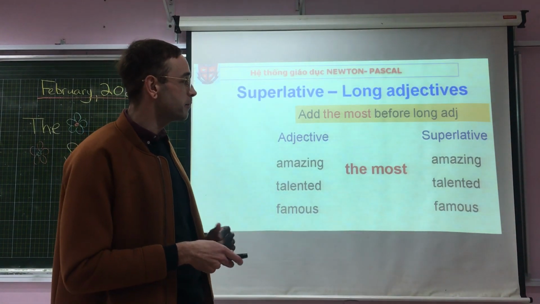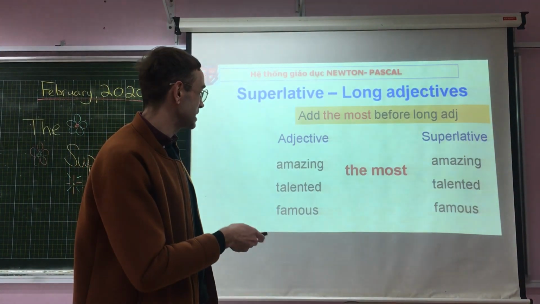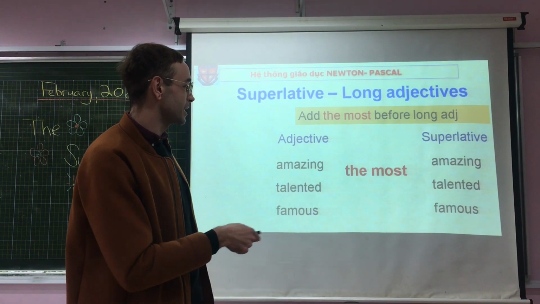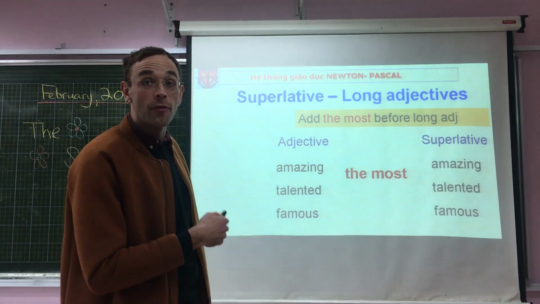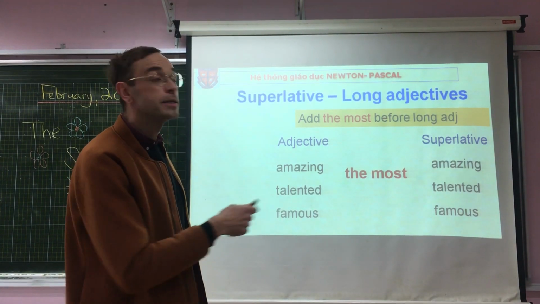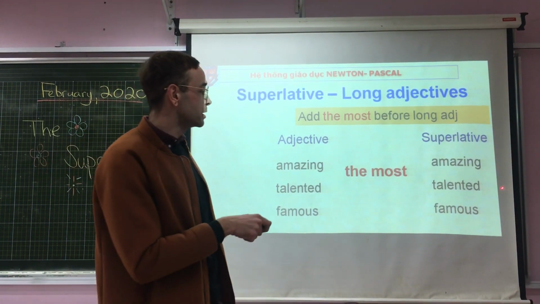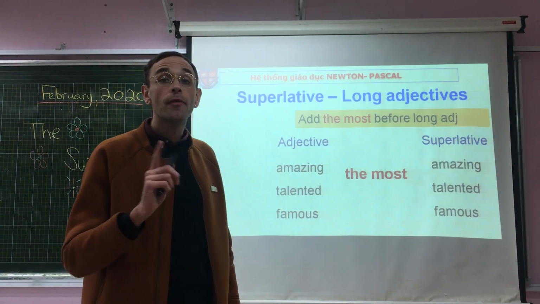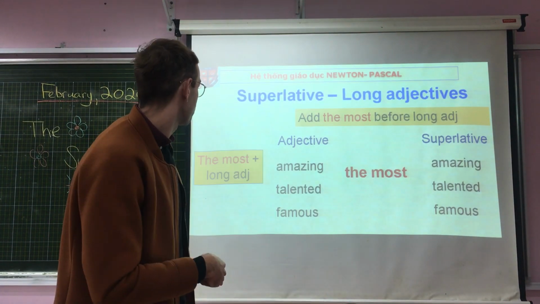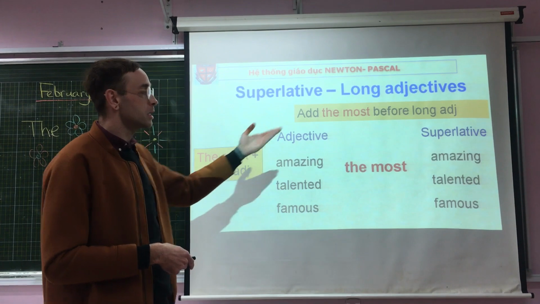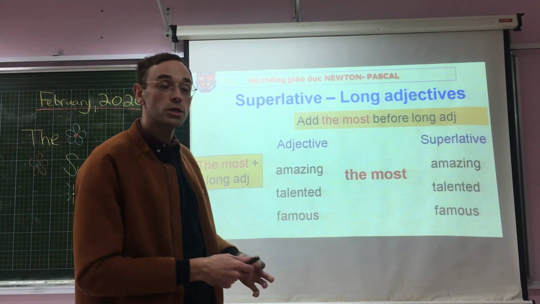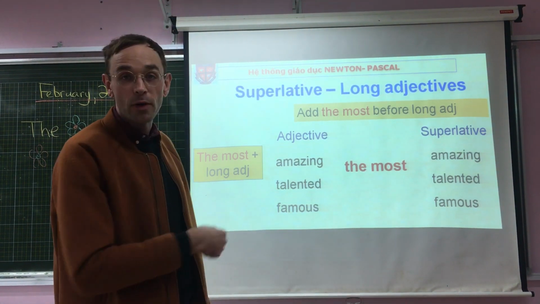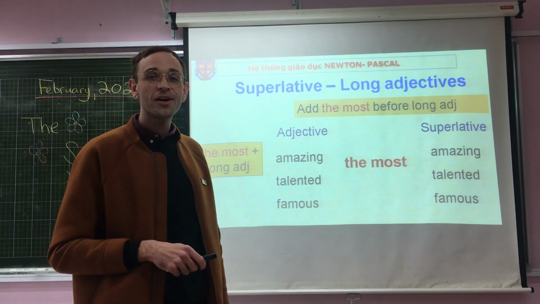So the superlative form of amazing is the most amazing. The superlative form of talented is the most talented. And yes, you've guessed it, the superlative form of famous is the most famous. So, the most plus the adjective. You don't have to change the adjective at all. You just add this phrase before it. Okay? Are you with me so far?